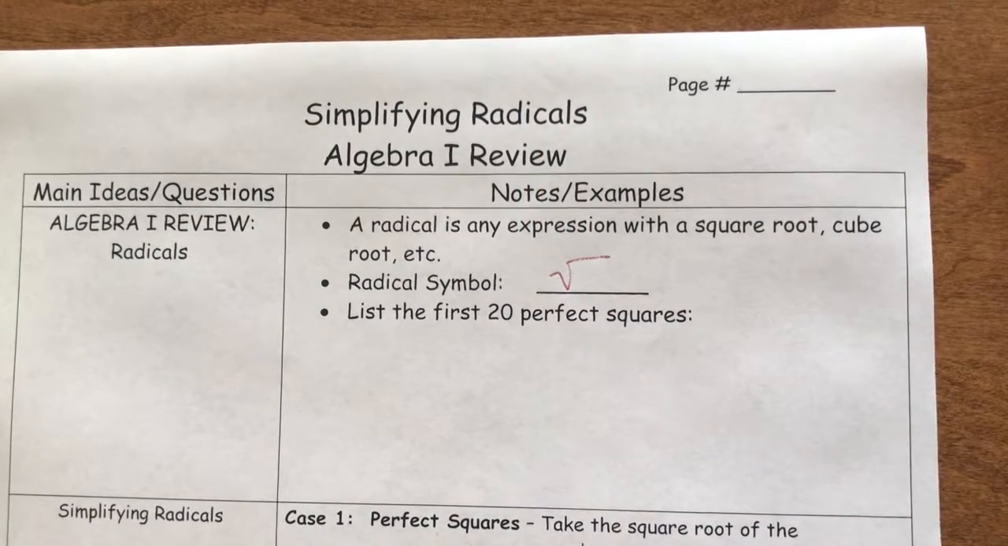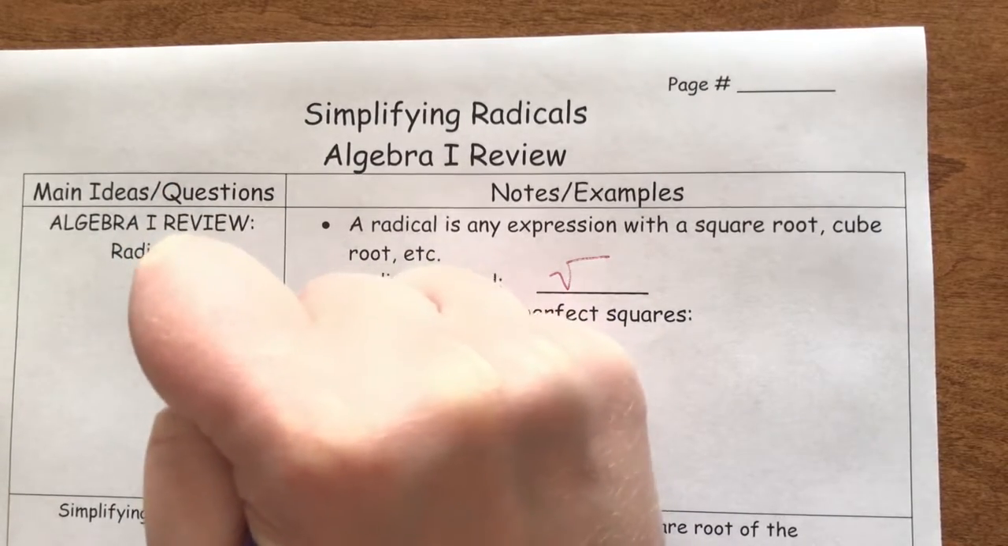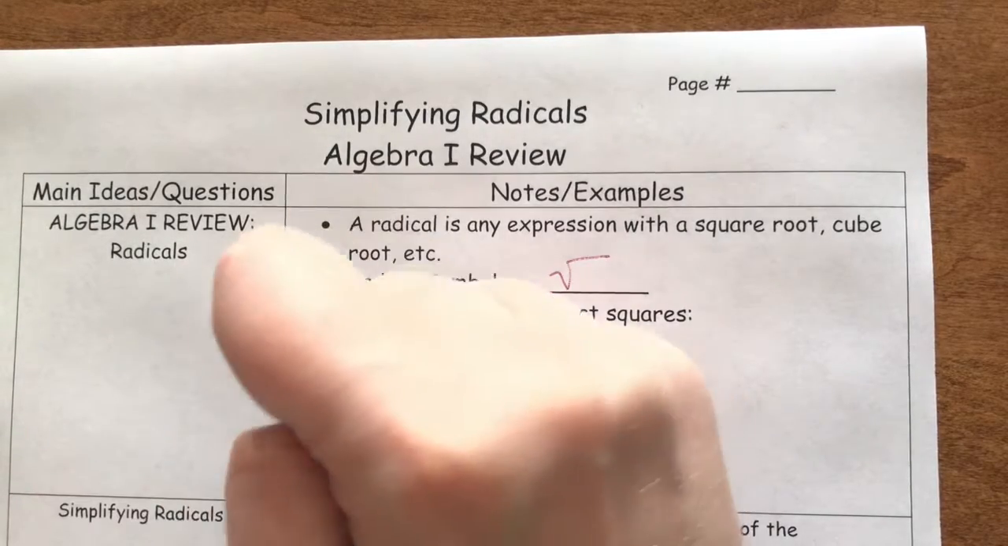looks like this. Now what I want you to do is list the first 20 perfect squares, and you should remember that a perfect square is any number whose square root that you take is a whole number. So our first perfect square is going to be 1 because 1 squared gives us 1. I'm going to underline the perfect square. We're going to list the first 20.